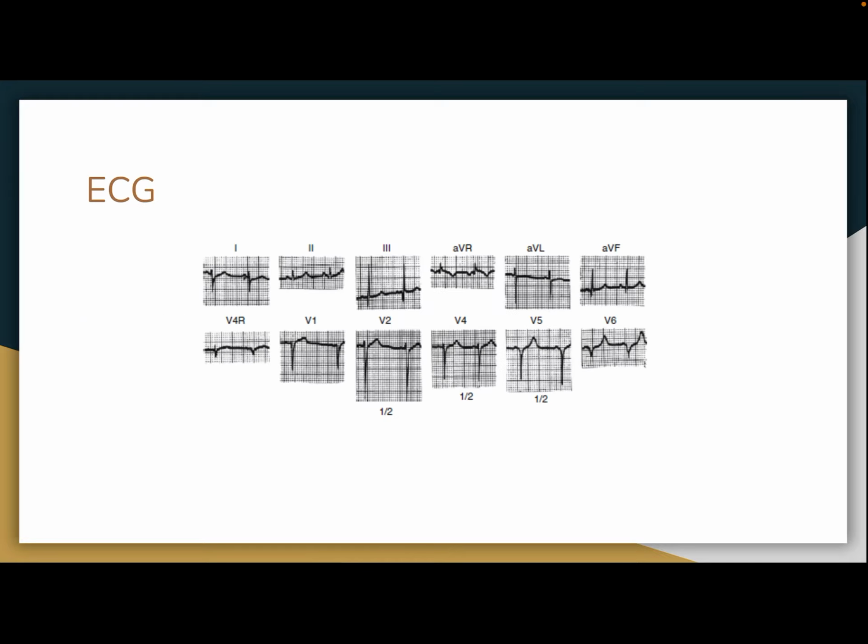Here you see an ECG of a 17-year-old girl with hypertrophic obstructive cardiomyopathy with marked septal hypertrophy. Note the prominent Q waves with the absent R waves in leads V5 and V6.